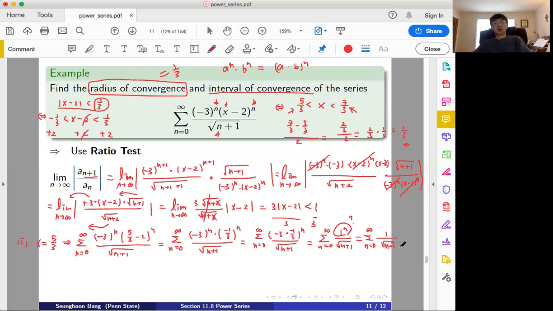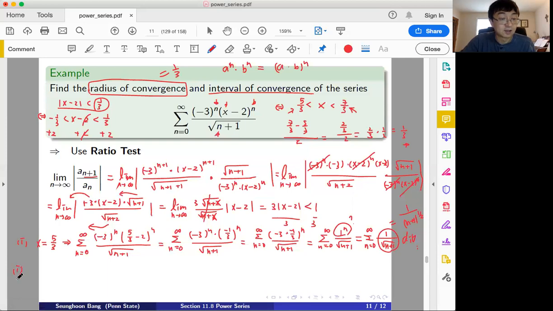So let me see. Is the series, the summation of 1 over the square root of n plus 1, convergent or divergent? Divergent by using the p-series. Right? This one is exactly the same as 1 over n plus 1 to the power 1/2. The power 1/2 is less than or equal to 1. This is divergent by using the p-series.